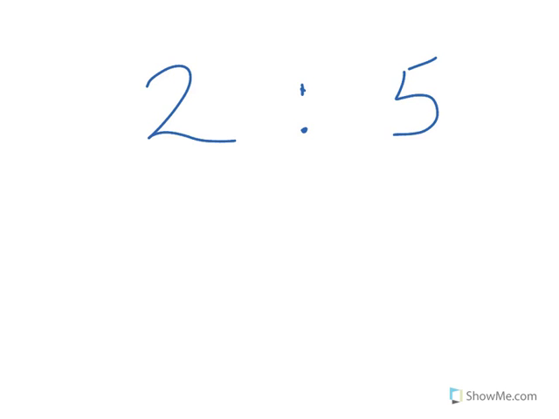Here is a Show Me lesson on ratio. Ratio is just a way of comparing two or more different kinds of quantities. So here's a ratio of 2 to 5.